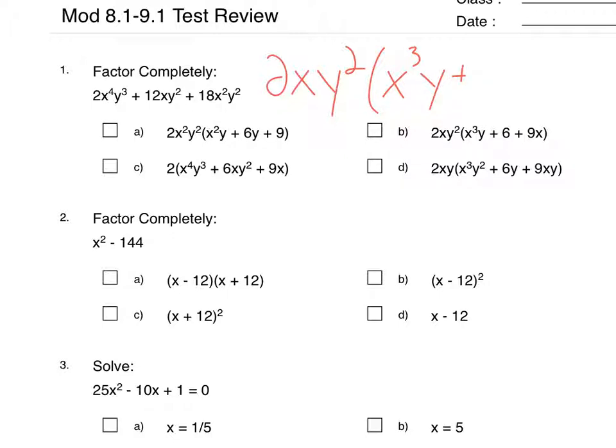12 divided by 2 is 6. 1x pulled out cancels that x out. Y squared pulled out cancels out the y squared. 18 divided by 2 is 9. X squared, pull out 1x, leaves us with an x, and then y squared pulled out leaves us with no y's. And so then our answer here is B.